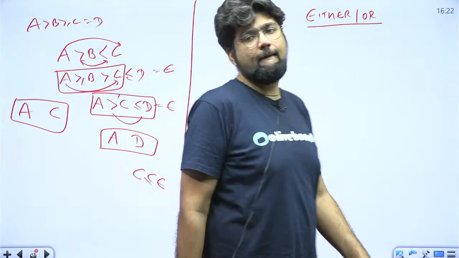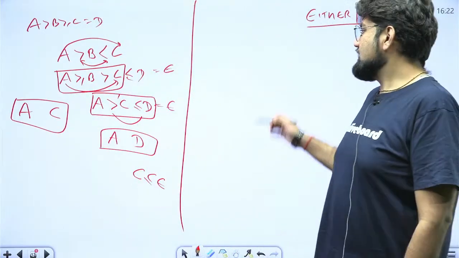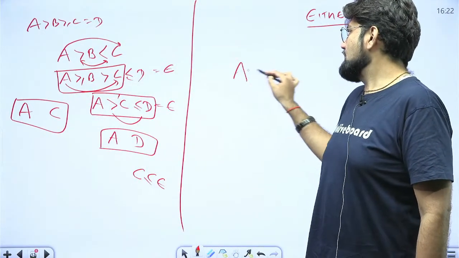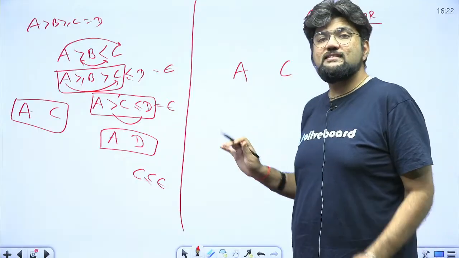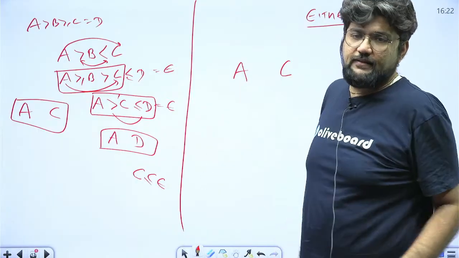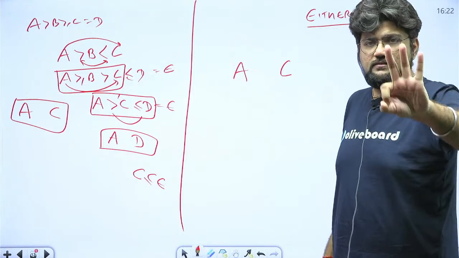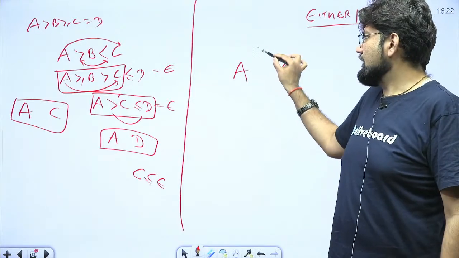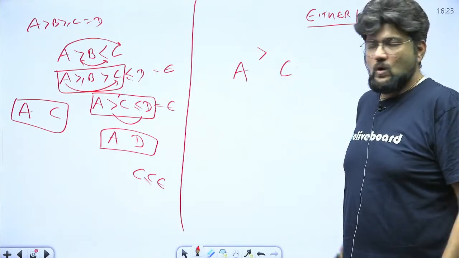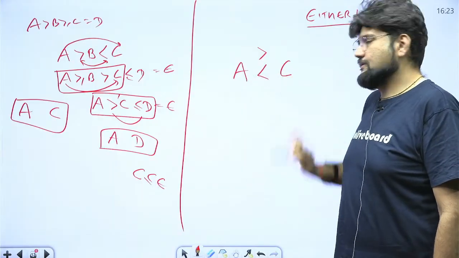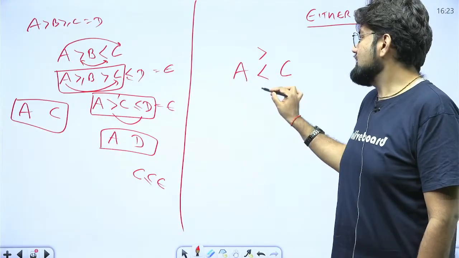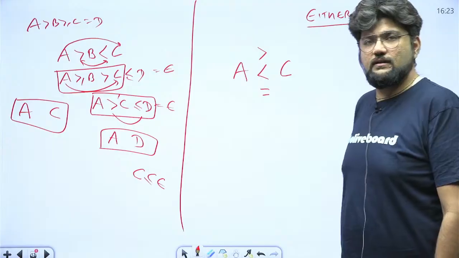Okay. So what will happen if there is no relationship between, let's say, A and C? No relation means I don't know what the relationship between them is. It can be anything. So what are the 3 possibilities? You will say either A will be greater than C, or A will be less than C, or A will be equal to C. These are the only 3 possibilities.